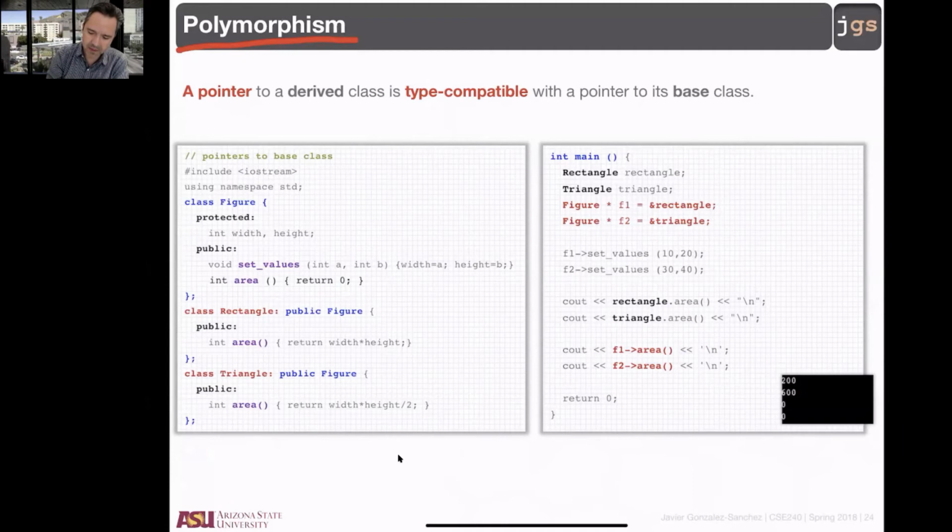If you have this class figure and then you have children, and you have one child that is a circle and another one that is a triangle, you can create an object figure.